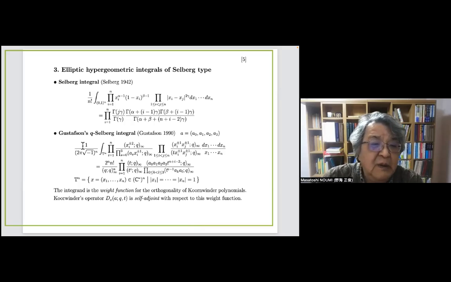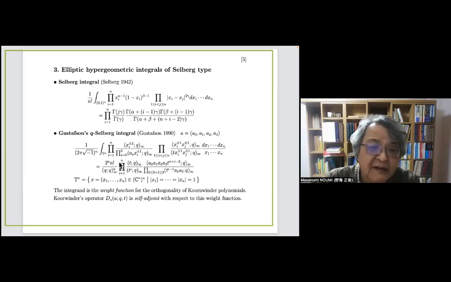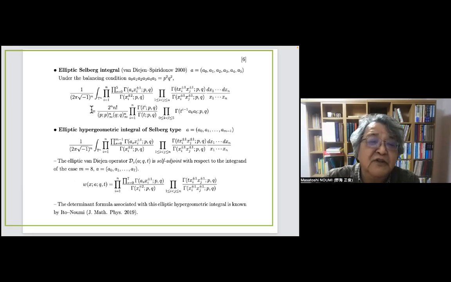Okay, so this is a q version, and we wish to go one step further to the elliptic level. The elliptic version of the Gustafson q-Selberg integral was found by van Diejen and collaborators around 2000. In this case, you have six a parameters, a0 up to a5. And the structure is very similar.